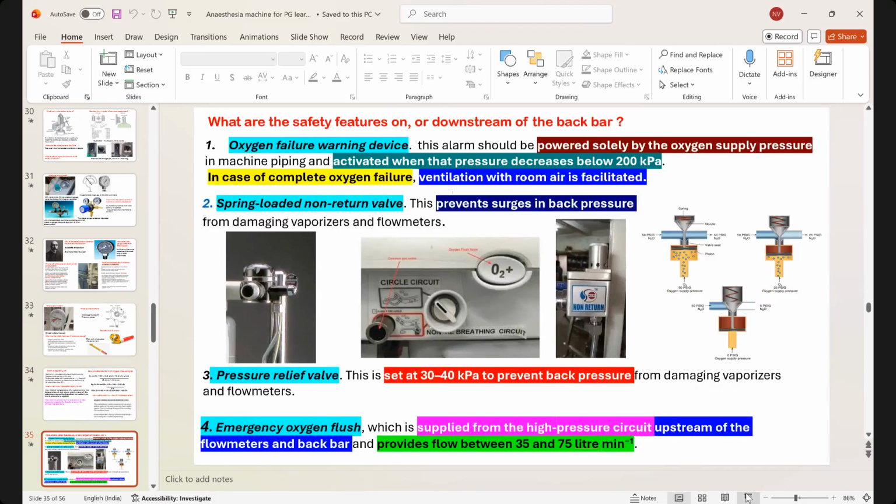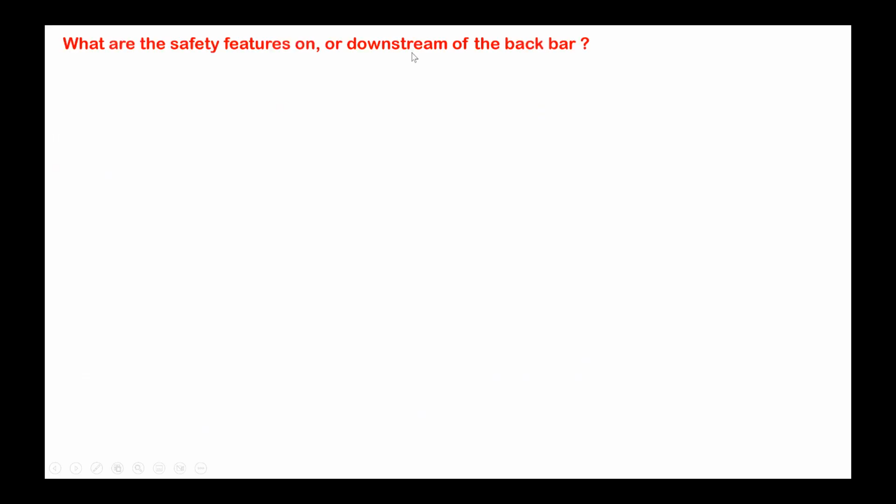We start with the question: what are the safety features on the downstream of the back bar? That is, the anesthesia machine has got a frame where there is a long rod going on the back side. That is called the back bar. Of course, now in the modern workstations, it is all fully covered. It is like a wall, not like a bar, whereas in the earlier machines, it was like a bar. Now, can you name some of the features that are there on the back bar?